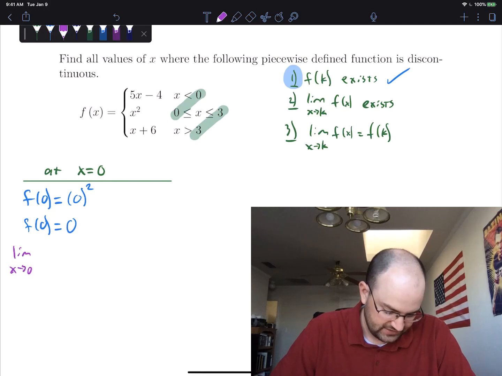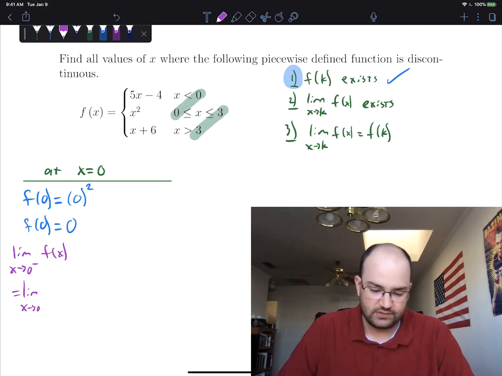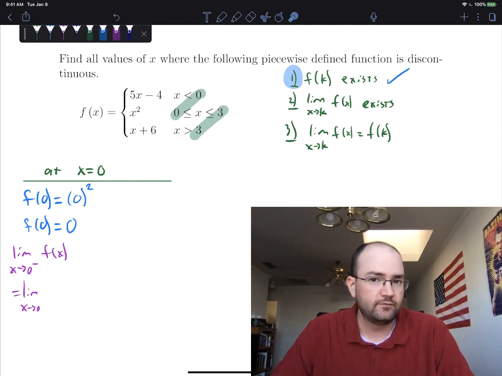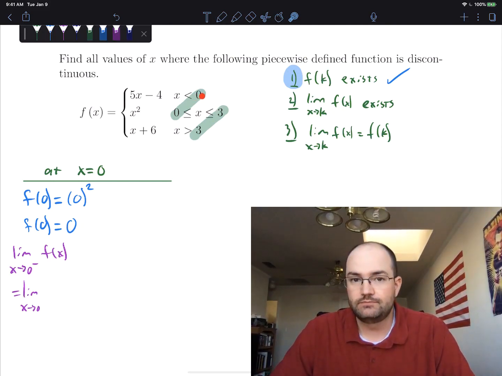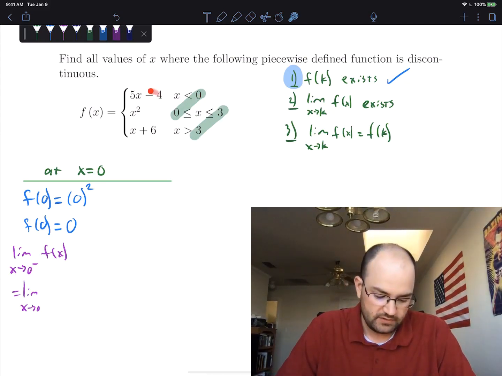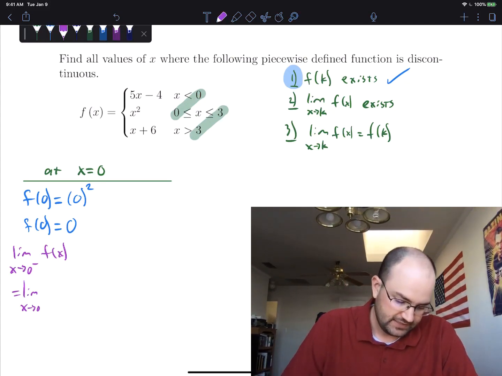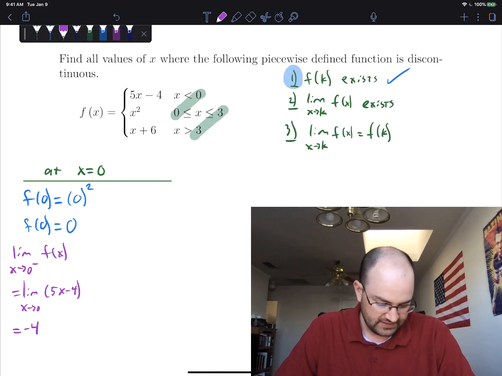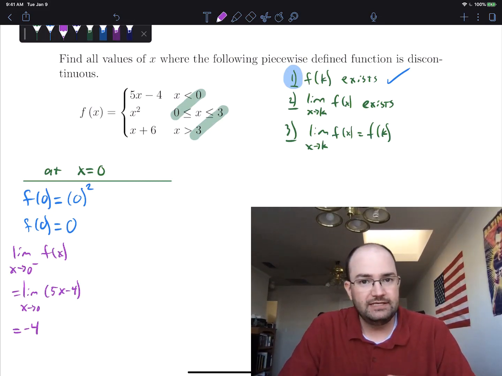Good. Now for the next one, let's look at the limits. The limit as x goes to 0 from the left of the function. If we're to the left of 0, that means we're less than 0, which means that we're in this region. Another way of looking at that is use a test number of -1. Is -1 less than 0? Yes, it is. So plug this in for f of x. That's going to give us 5x minus 4. And then just plug in 0 there. 5 times 0 is 0, minus 4 is -4. So the limit as x approaches 0 from the left is -4.